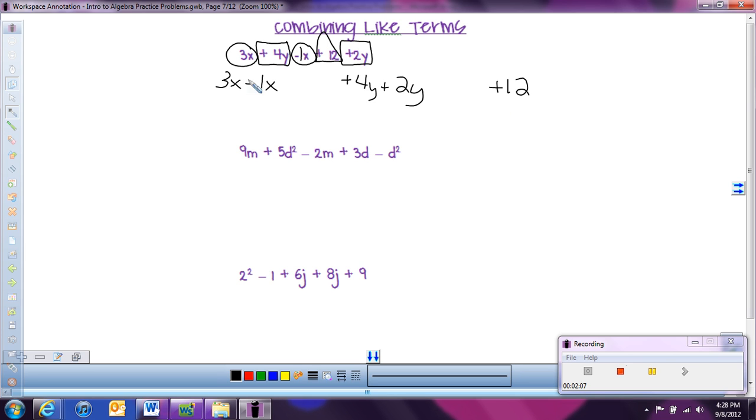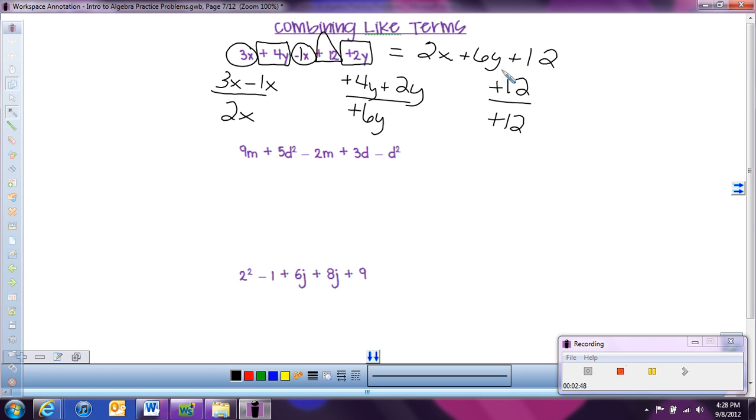Now we can combine all of our like terms. So here we have 3x minus 1x. Well, 3 minus 1 is 2, and we just leave our x alone. Here we have positive 4y plus 2y, or 4 plus 2, which is plus 6y. And our plus 12 hanging out at the end. So now we've combined all of our like terms. We're just going to rewrite this expression so that it's in one expression altogether, not in all separate pieces. So this expression, rewritten after we combine all of our terms, is going to be 2x plus 6y plus 12.